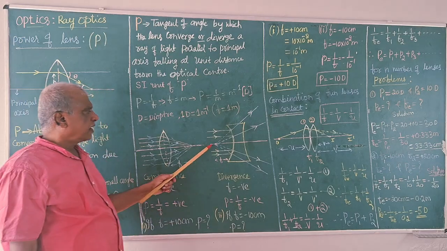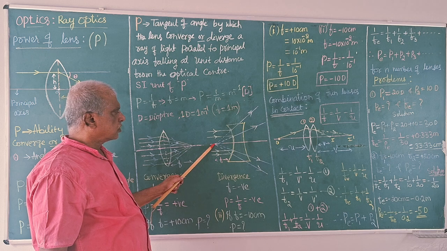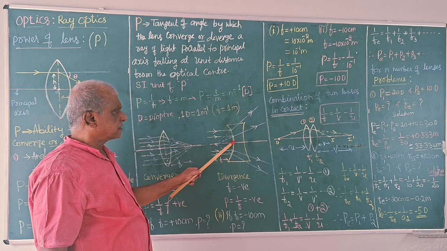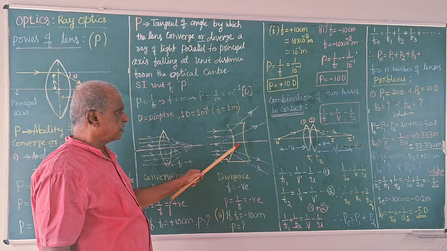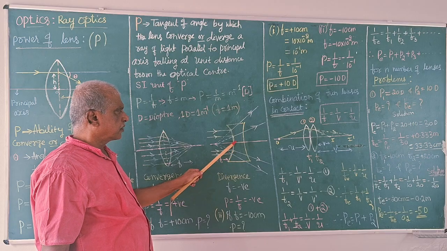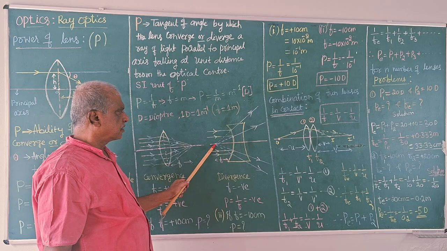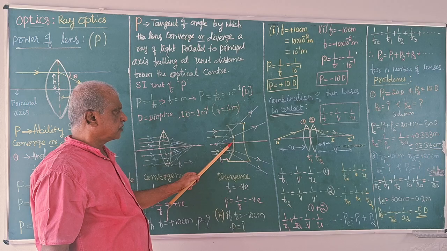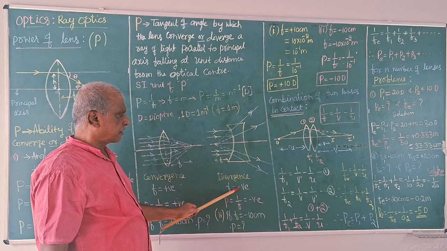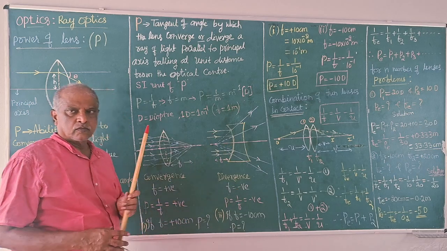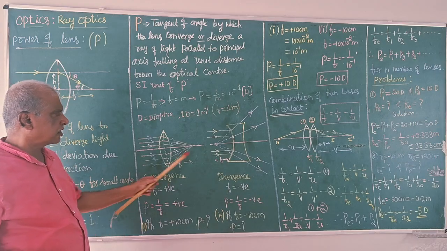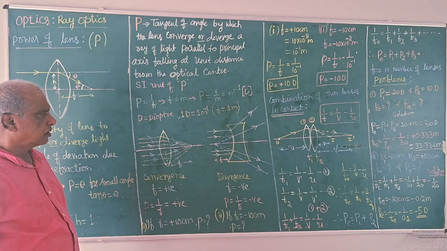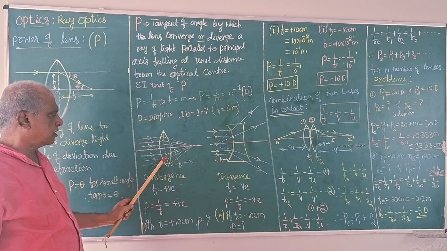And this focal point lies towards the left of the lens. It takes negative value. By measuring the distance from optical center to this point, it is in the direction opposite to the incident ray, therefore it is negative value. F can be negative or positive value, the sign convention. It is known as divergence and convergence.